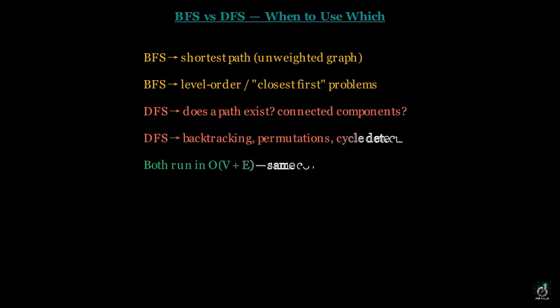Both visit every node and edge exactly once. So both cost O of V plus E. The difference is purely about order, not speed.